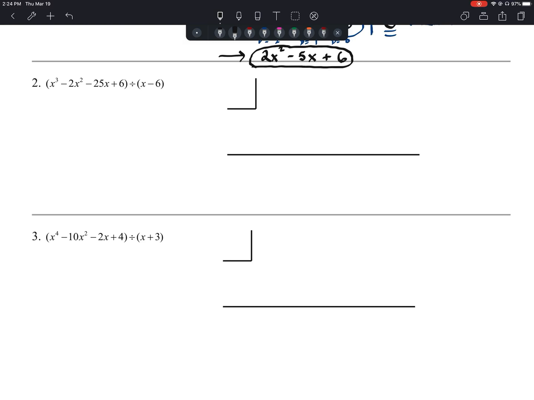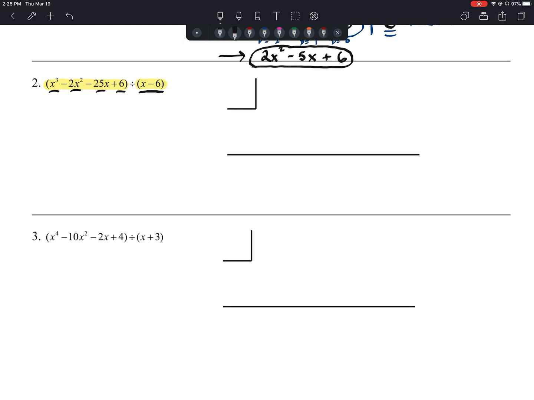So number 2 says we've got x to the third minus 2x squared minus 25x plus 6, and we're dividing it by the quantity x minus 6. First thing we check here is that this is just a linear factor, where 6 would end up being our root. And over here, we have a degree of 3, a degree of 2, a degree of 1, and a degree of 0. So we're not missing any terms.